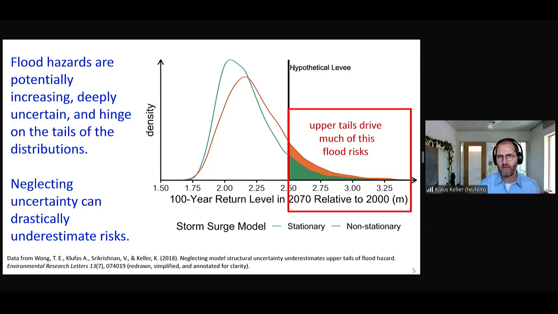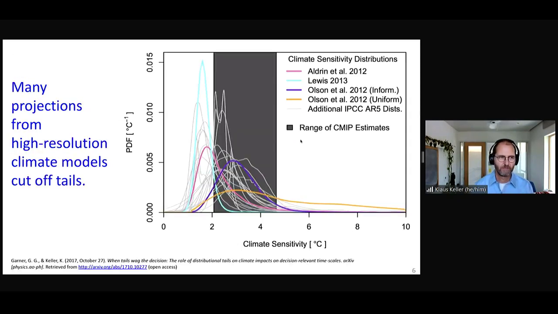And if you start with a hypothetical levee, then the risk of overtopping, of course, is a tail area event, and it's deeply uncertain. And so the uncertainties are deep, and neglecting uncertainty, for example, adopting the best guess estimate here, underestimates risk, because in the best guess scenario you are safe, but with the uncertainty, you are not safe because you have flooding. So, a very simple point.